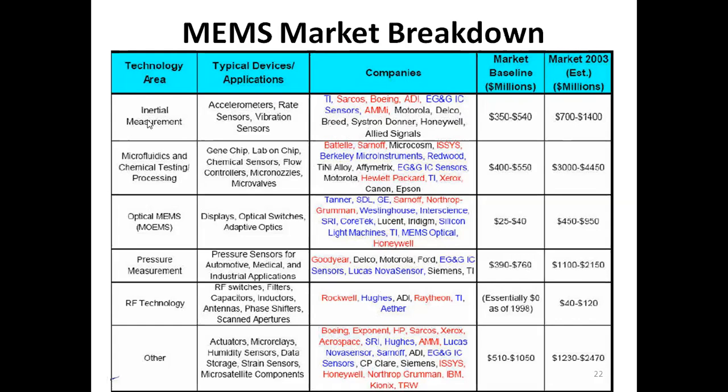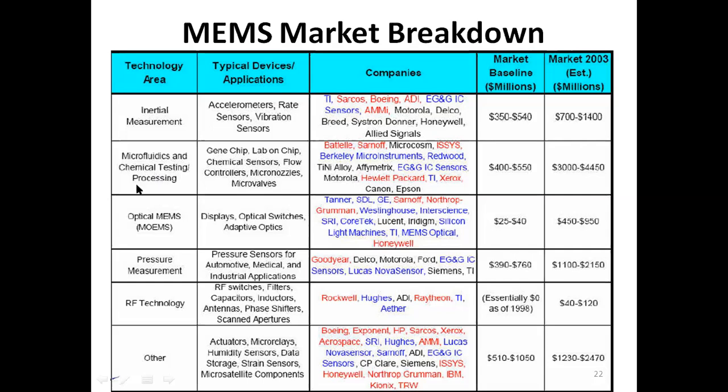So in inertial measurement, we have accelerometers, rate sensors, vibration sensors. These are the popular companies who are working in the market, and that is their baseline in millions of dollars, 350 to 540 millions of dollars. And this is the market estimate for 2003. This is somewhat a 2011, 2012 report.